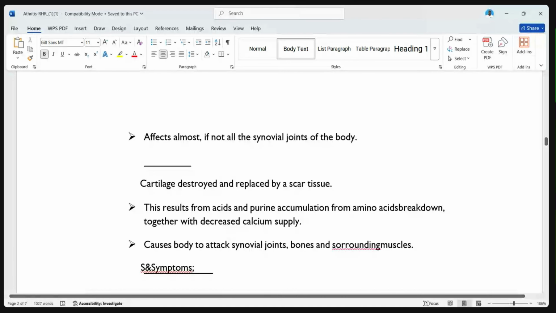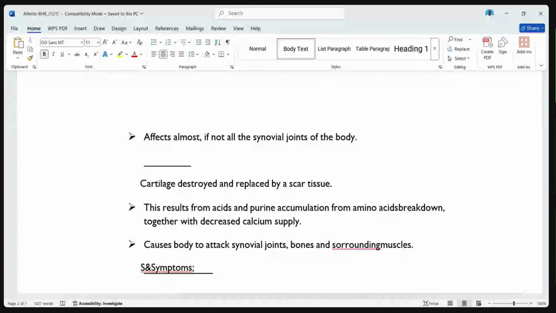It can actually be able to form an acid. This results from acid and purine accumulation from amino acid breakdowns together with decreased calcium supply, especially in the joint. So what happens? There's an acid and purine accumulation at the joints, and also an amino acid breakdown that actually decreases the calcium supply at this region.